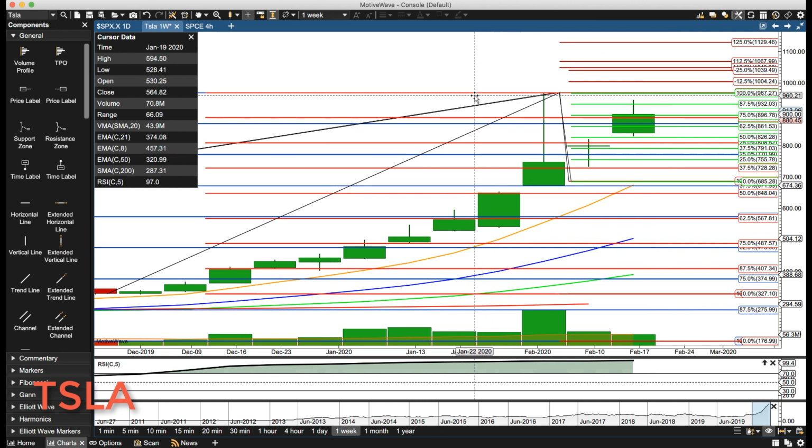To the upside, if we get above this 967, I'll just review the levels again: 1004, so essentially 1000, 1039, 1067, and 1129 are all the key levels to the upside.